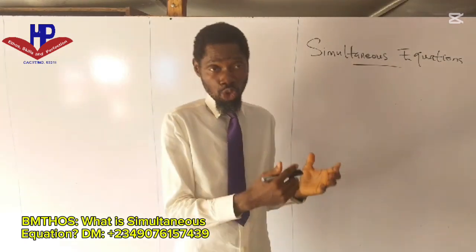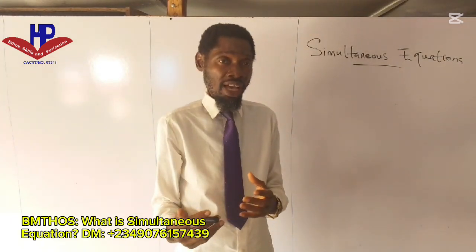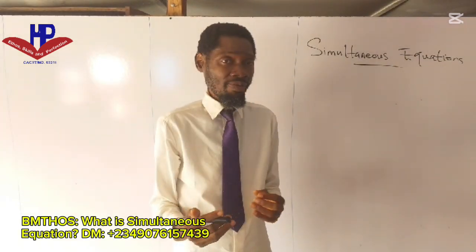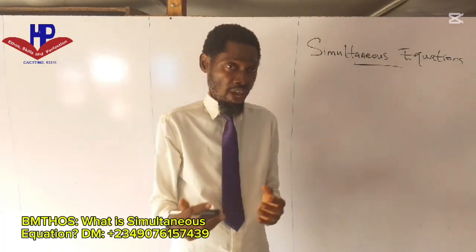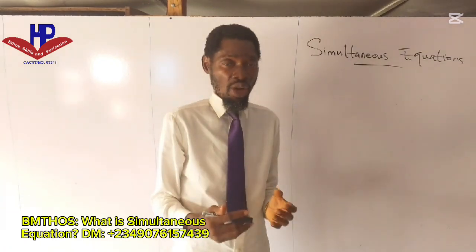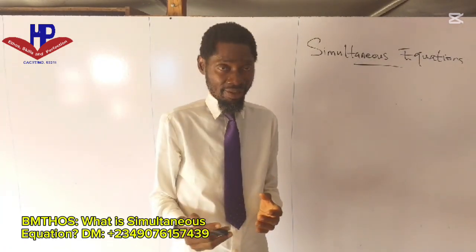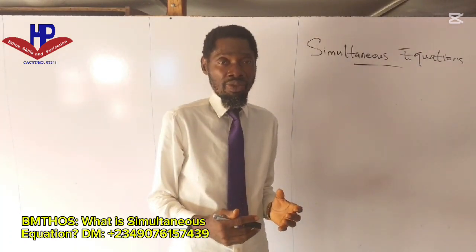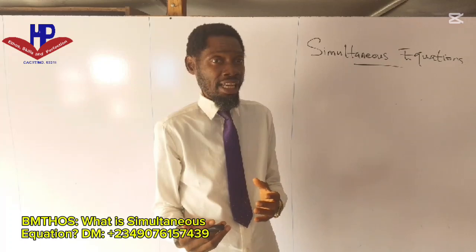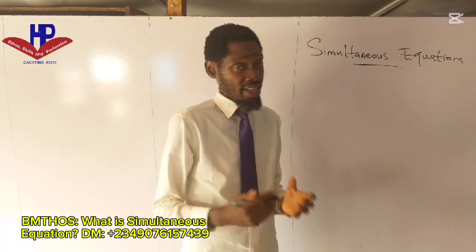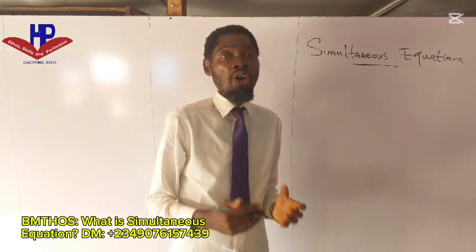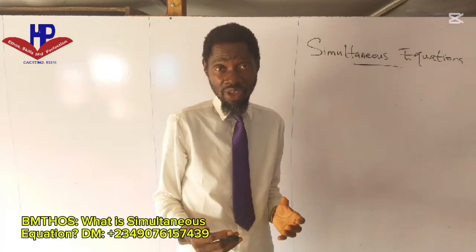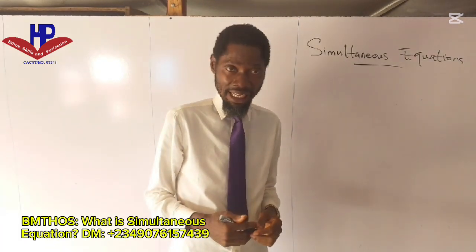So if you have two equations and you have x and y in the first equation, the second equation will also have x and y. I said two or more equations. They are not always two. They can be three equations or four equations or even five in complex mathematics.